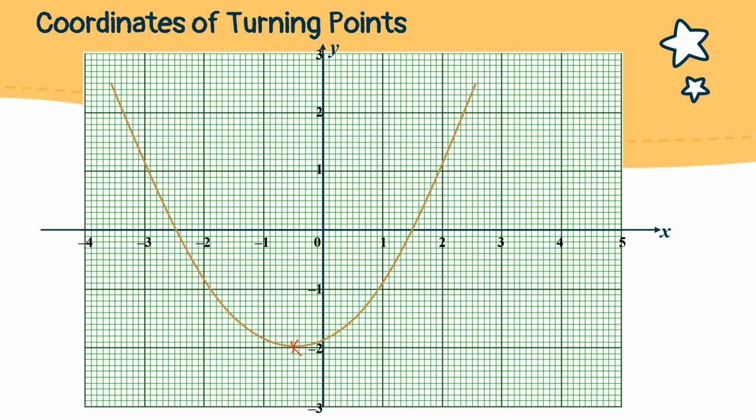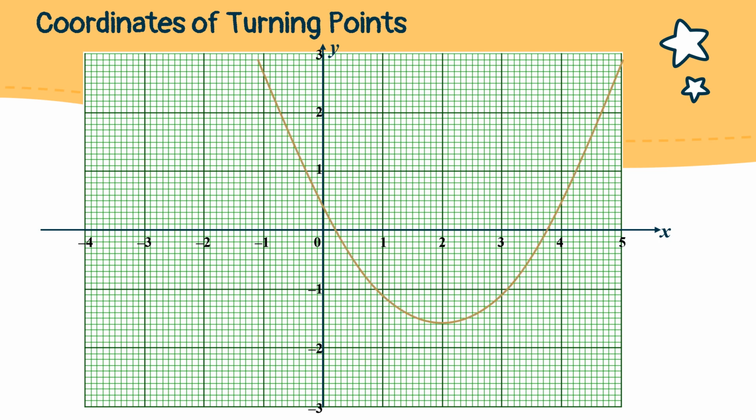So let's read the x-axis. The x-axis is actually at negative 0.1, negative 0.2, negative 0.3, negative 0.4, and negative 0.5. So the x-coordinate is negative 0.5. The y-coordinate, we will draw a perpendicular line to the y-axis. It is at negative 2. Now the turning point is actually a minimum point, negative 0.5, negative 2.